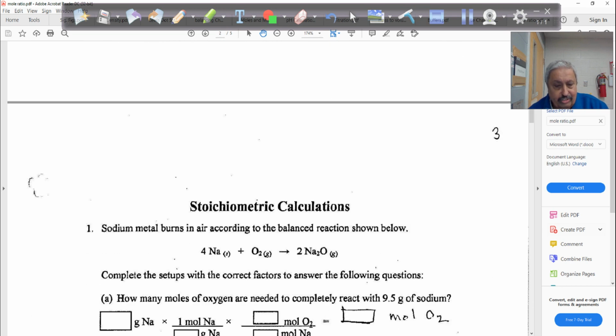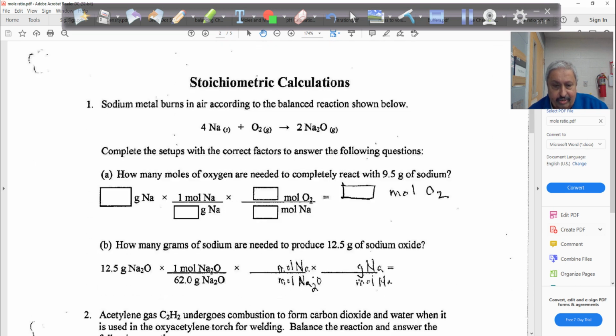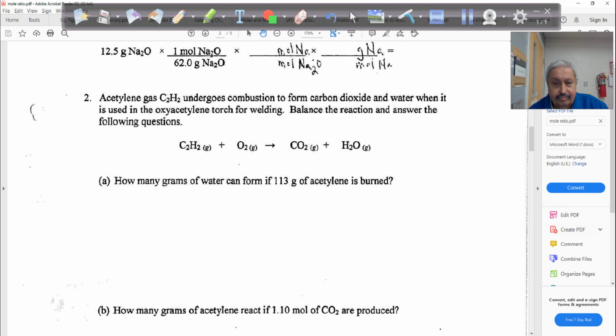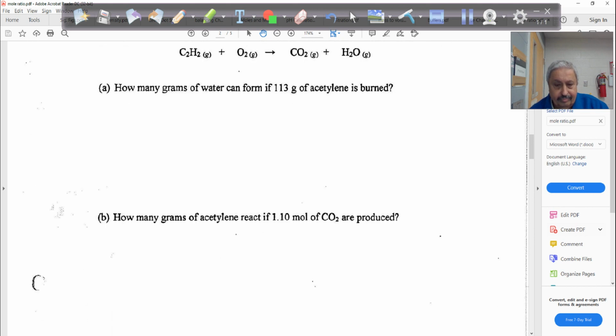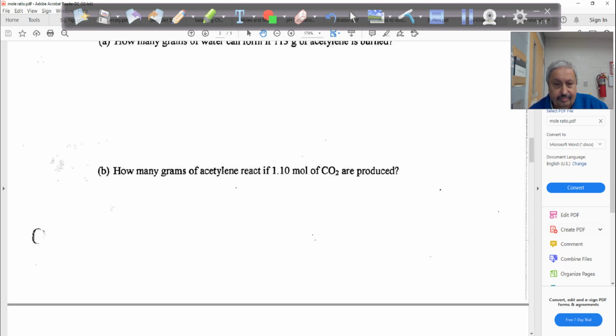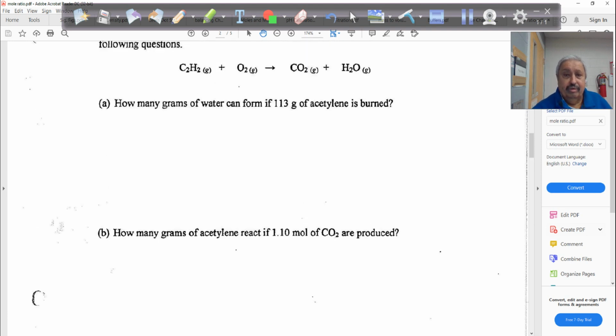That's not Avogadro's, that's lecture Avogadro's, but we need to know something like this. How many grams of acetylene if 1.1 mole of CO2 are produced? Well, the equation is here, correct? And we want to see, first we'll do A and first we'll do B.